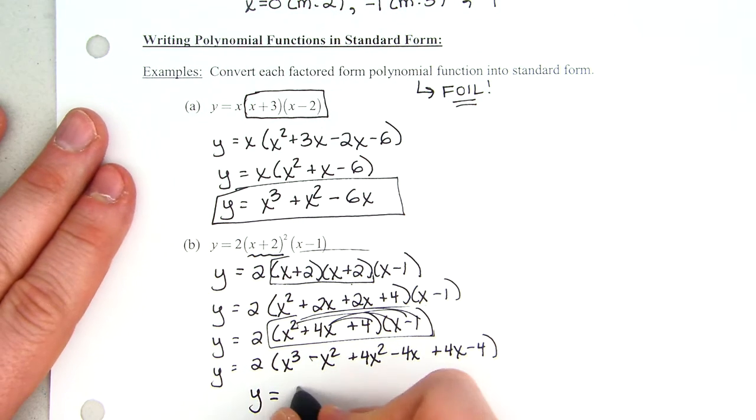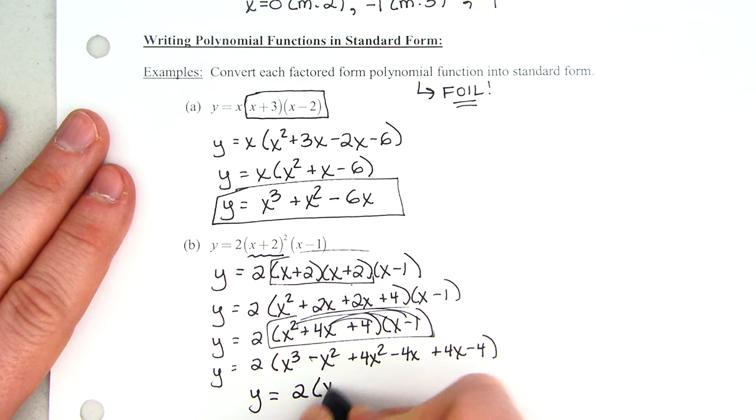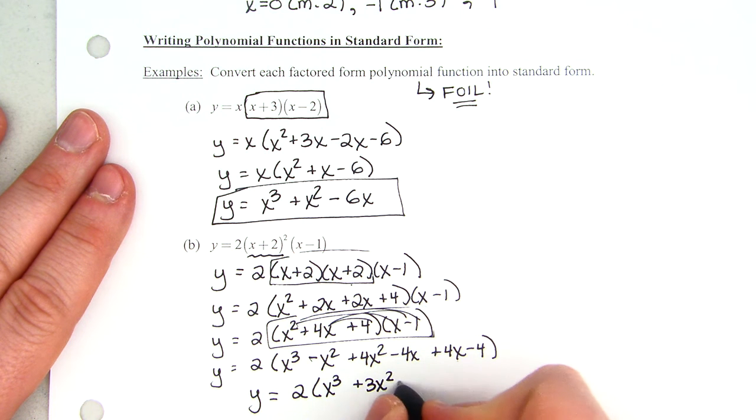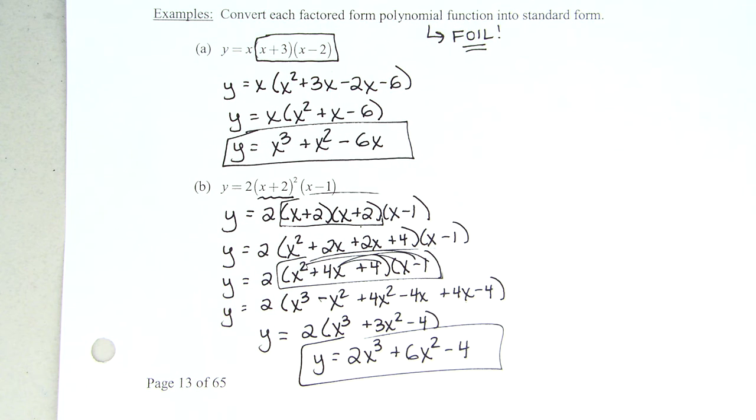I'm going to combine things here, and I've got 2 times x cubed plus 3x squared. Well, that's nice. Those canceled. Minus 4. Final answer is going to be y equals 2x cubed plus 6x squared minus 4. Oops. I'm going to make the video pause so you can get caught up on anything you need to.